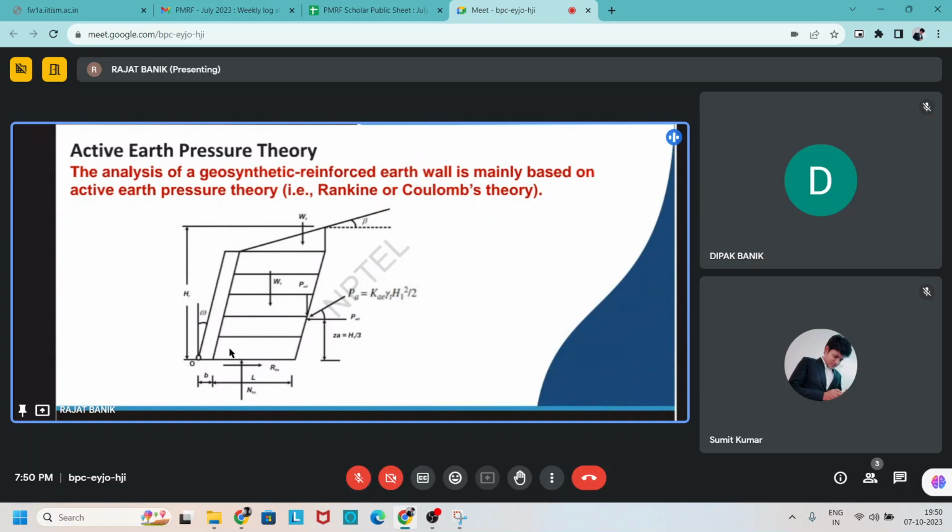and the weight of the wall reinforced material is also given as W1.